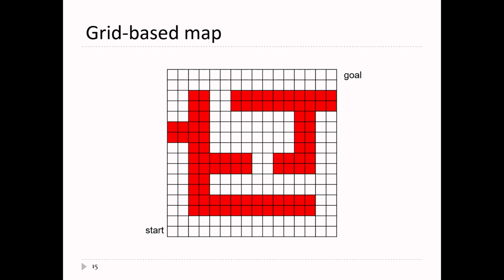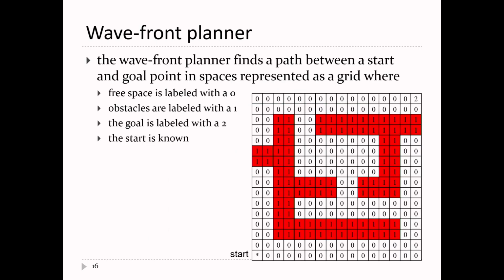You type in where you want to go, it tries to find a path from the goal to the start. That's a more complicated problem because it needs to only drive on roads. Okay, so there's something called the Wavefront Planner. And the way the Wavefront Planner works is you have this grid-like world.